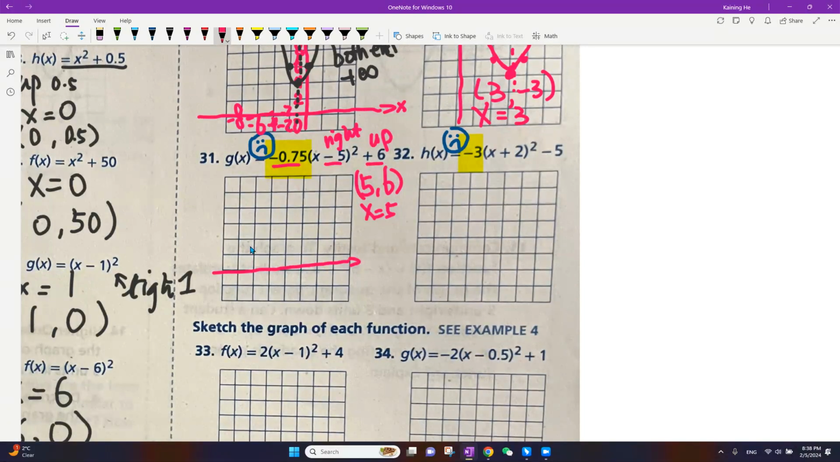My hand-drawn grid is not pretty. Give me 1 second, I'll try to do better. Great. And then here, wonderful. 5. 1, 2, 3, 4, 5. 1, 2, 3, 4, 5, 6. Oh, very, very close. Okay, now I have 5 comma 6. This is going to be the vertex.